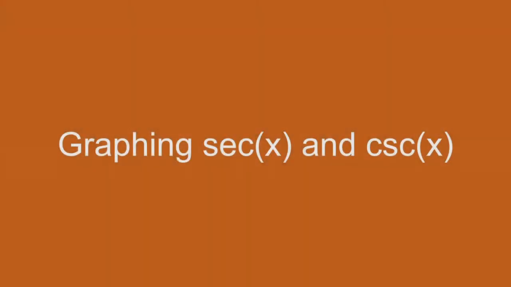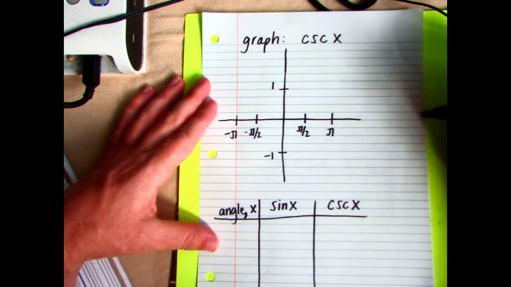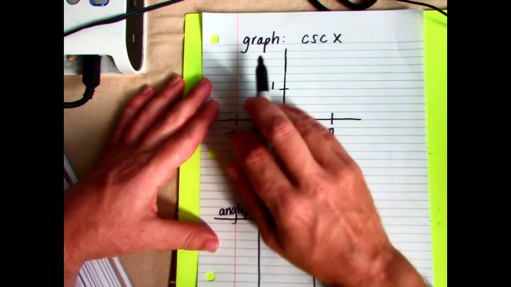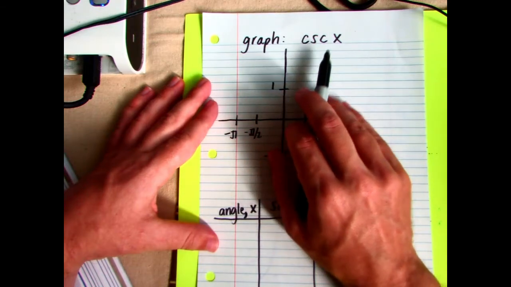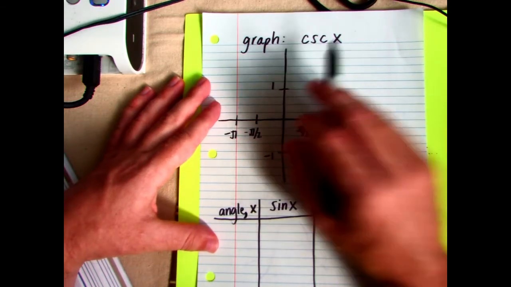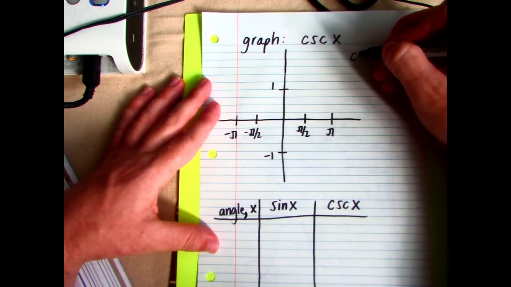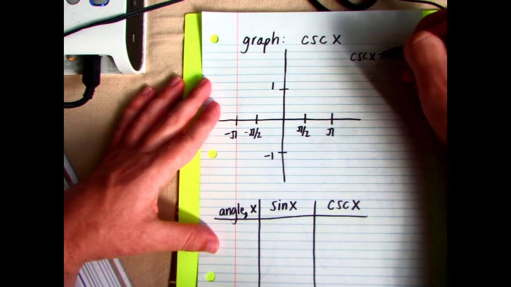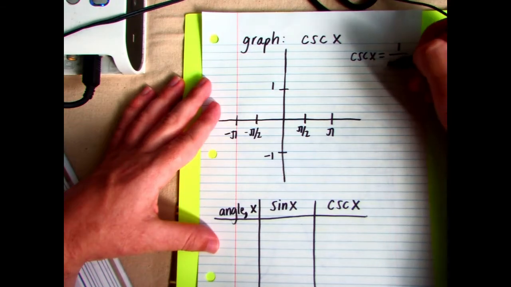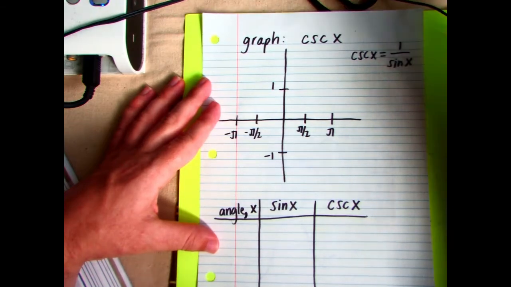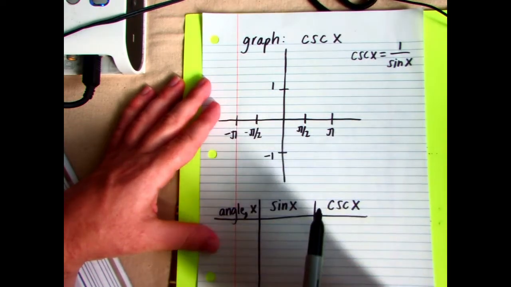So in this video, we're going to graph secant x and cosecant x. So first we're going to start with cosecant x. And to do this, just a reminder of what cosecant x is. Cosecant x is the reciprocal of sine. So cosecant x is 1 over sine x.